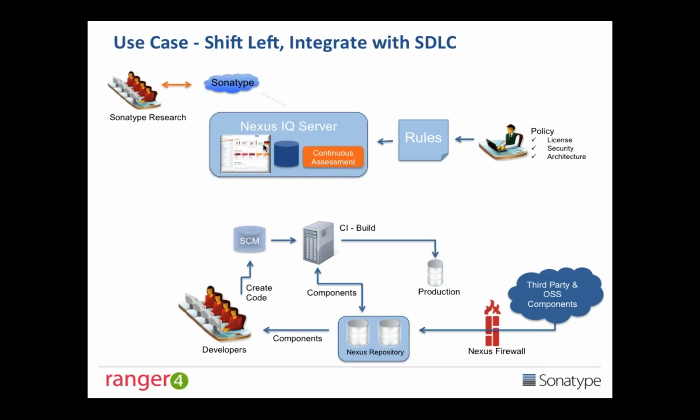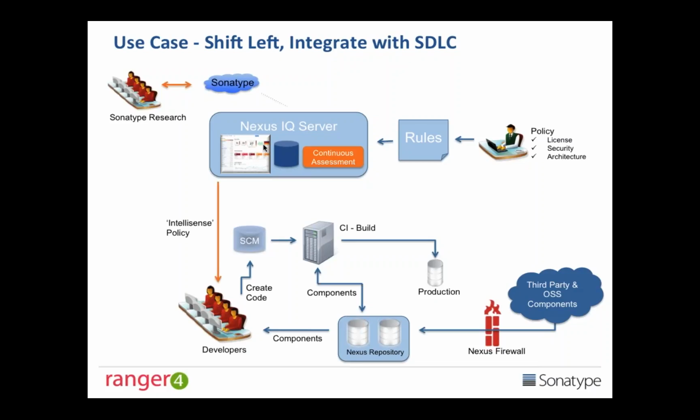You need to create your policy, which might be around architecture or security or license, and those rules are codified. Once they're codified in the system, we have a product called Firewall, which stops you ingesting open source libraries from places such as Maven Central or from NuGet or from NPM. So stop ingesting those libraries that break your rules. Sort of makes sense, doesn't it?